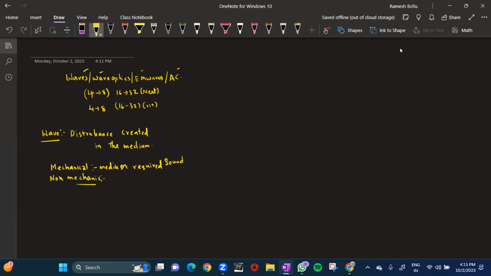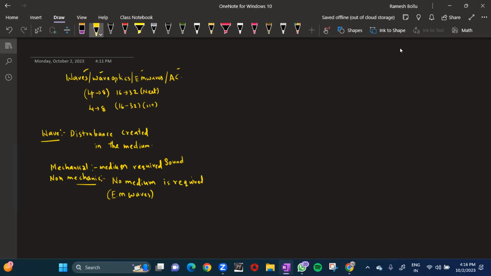The second type of waves are non-mechanical waves. Here no medium is required, children. Such types of waves are nothing but non-mechanical waves. Example: all types of electromagnetic waves. There are totally seven types of electromagnetic waves: gamma rays, ultraviolet rays, X-rays, visible light, infrared, microwaves and radio waves, etc. And a few more waves also there.